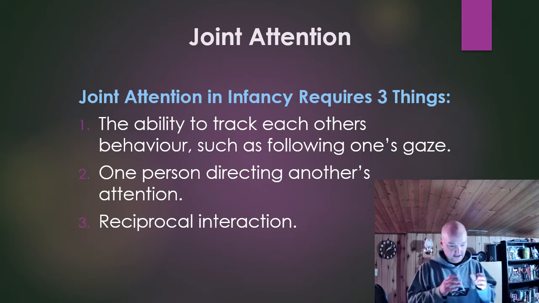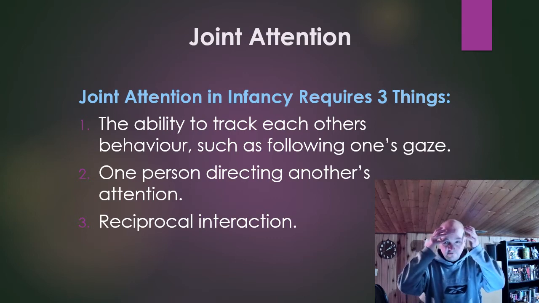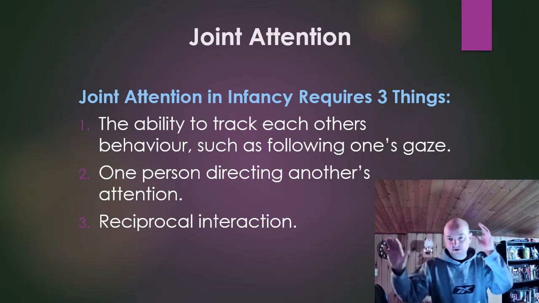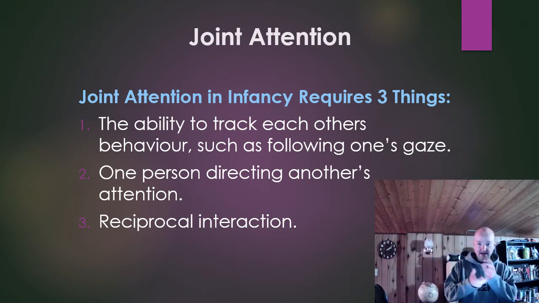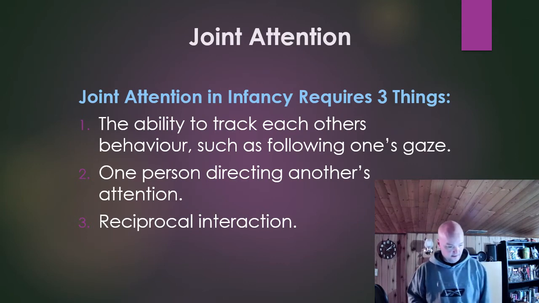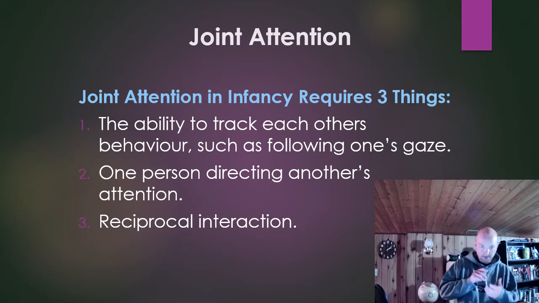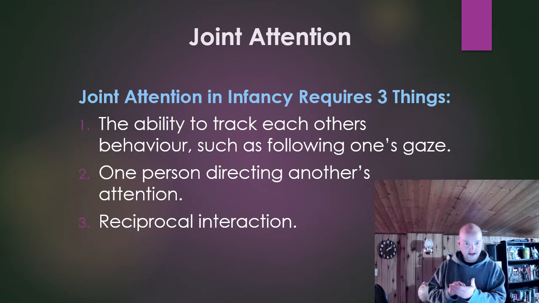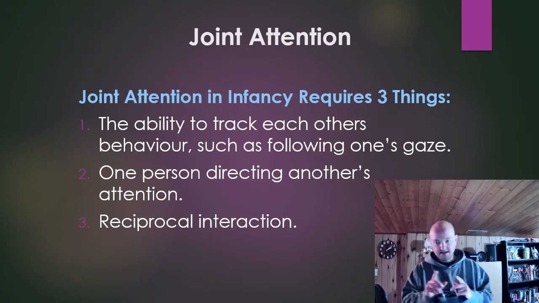So it's this idea that there's the developing cognitive world of the child, and that world is bouncing off other developing cognitive worlds, right? And that's part of those cognitive worlds' individual development. So joint attention requires three things: the ability to track each other's behavior, such as following a gaze; the ability for one person to be leading and the other one following; and then the fact that it's back and forth, reciprocal.